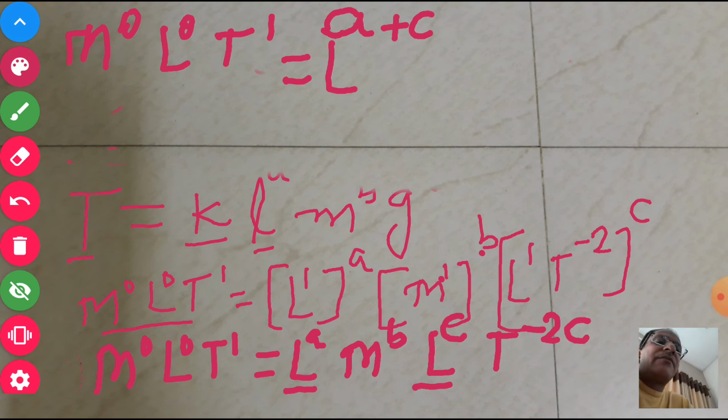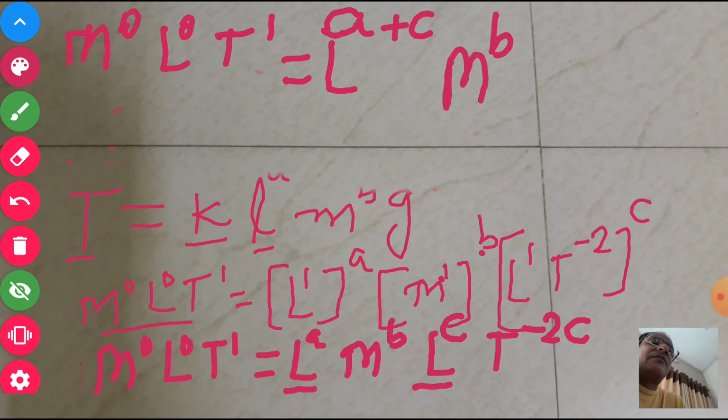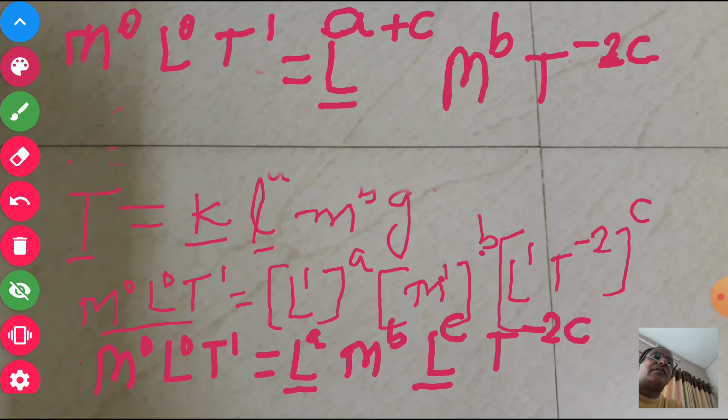Okay. Now go for M raised to B only. So M raised to, just you write B. Okay. Now T raised to minus 2C. Okay. Now we have to compare the power whose base are same. So base L. Base is L. So we take the base L.